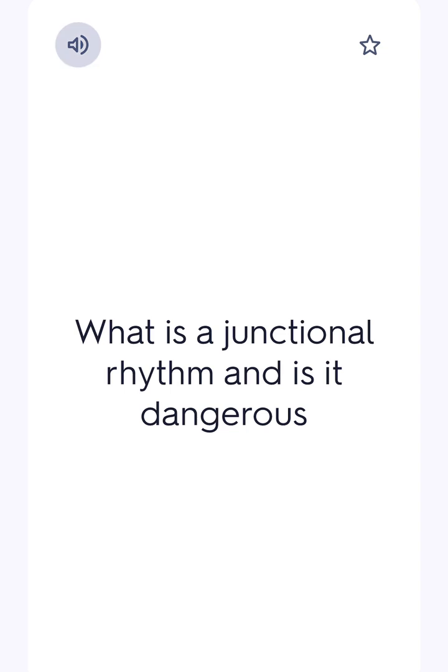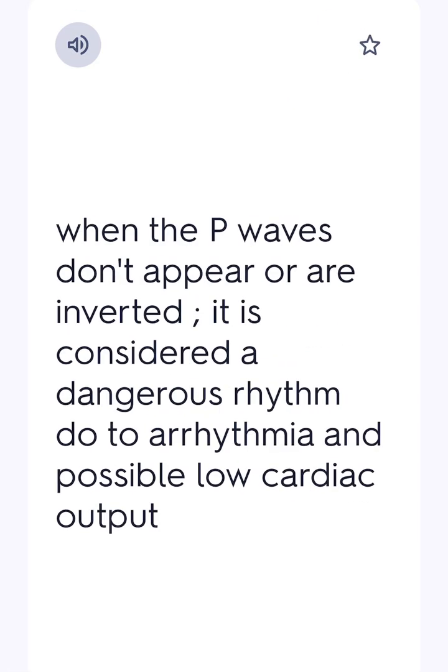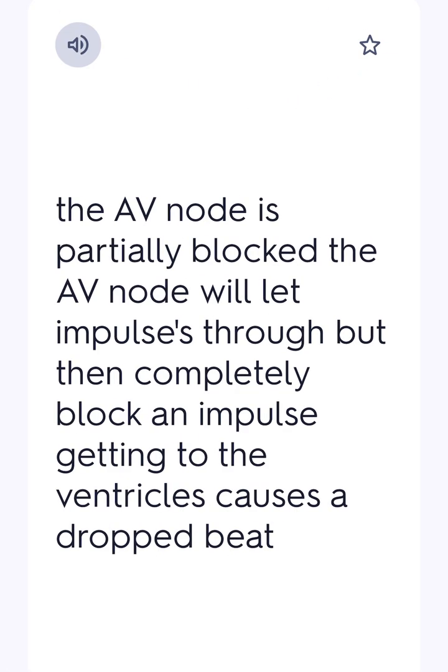What is a junctional rhythm, and is it dangerous? When the P waves don't appear or are inverted. It is considered a dangerous rhythm due to arrhythmia and possible low cardiac output. What is heart block type 1? The AV node is partially blocked. The AV node will let impulses through but then completely block an impulse getting to the ventricles, causing a dropped beat.